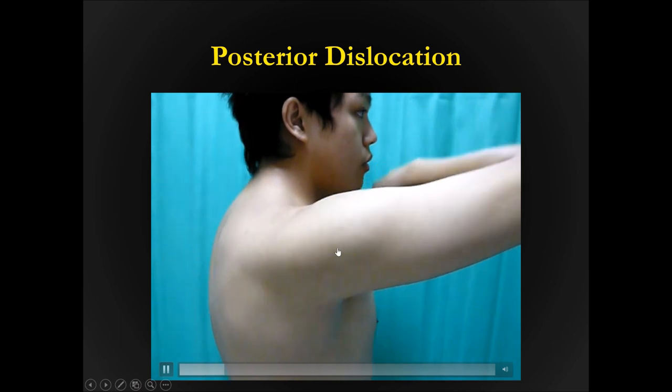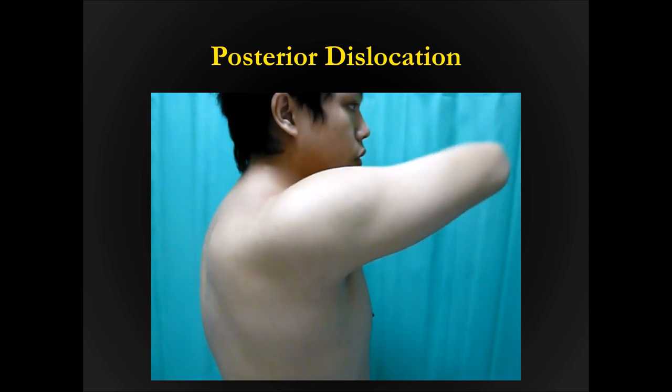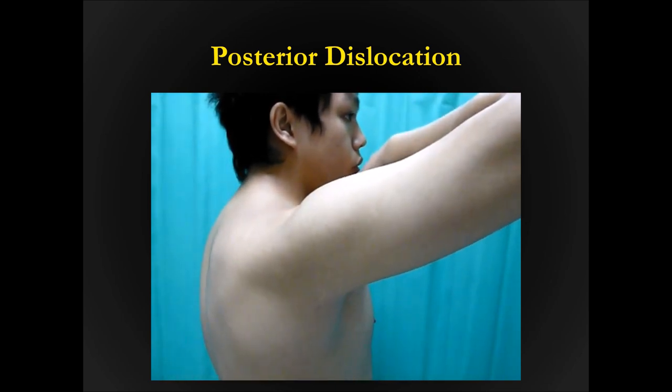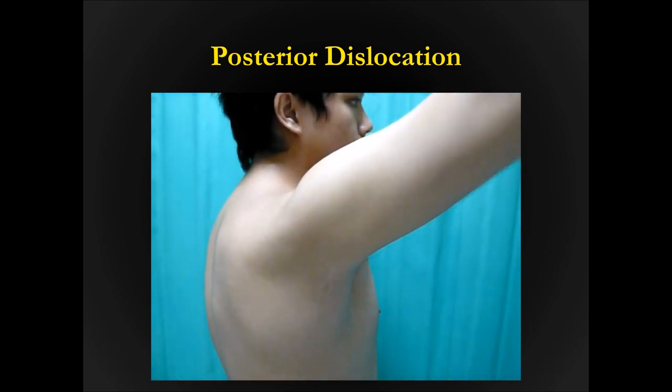So what is that? Okay, this is posterior dislocation. Actually, one of your friends can do this, but he's shy. It's not you. No. I can show later. The guy who has the problem of the posterior can do it like this. I tested his shoulder last time. Right? So that is not a problem.